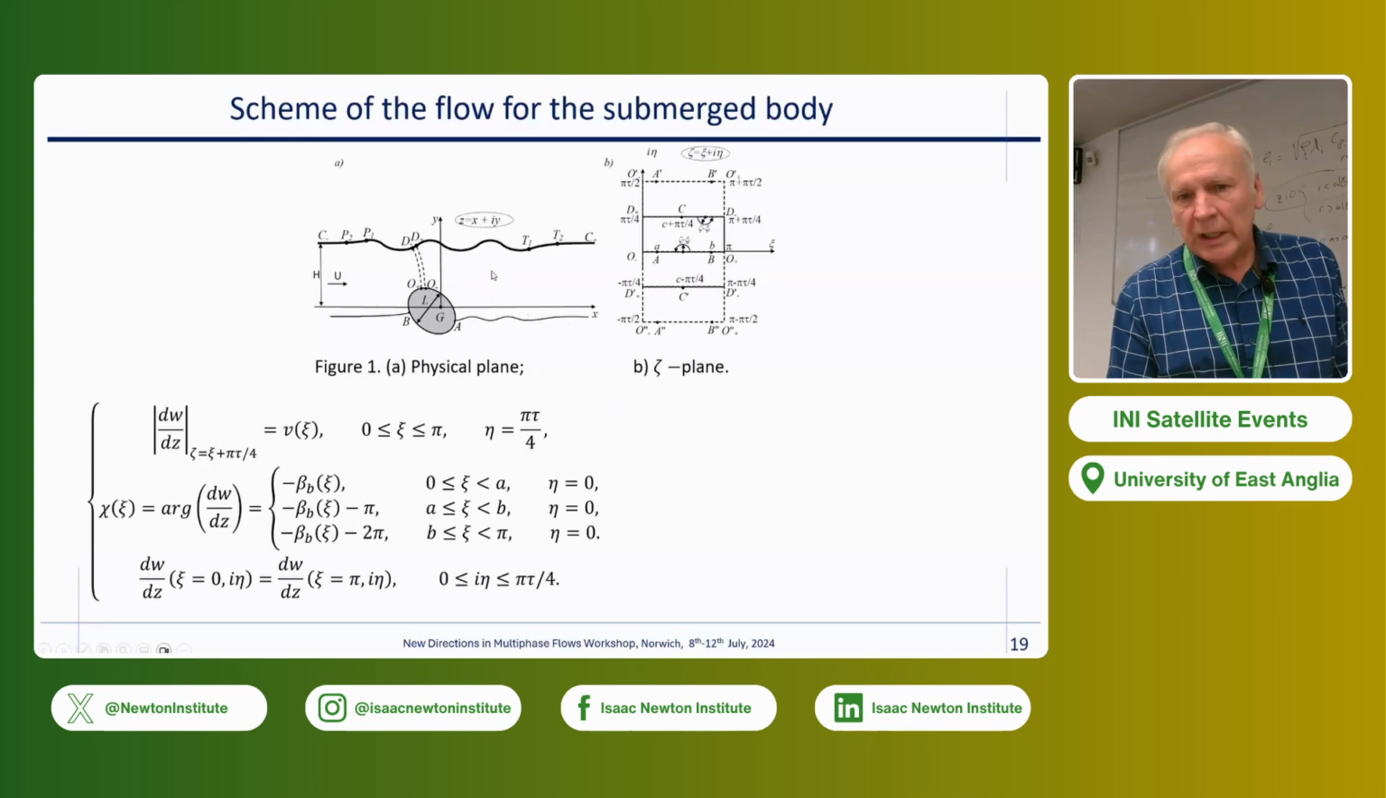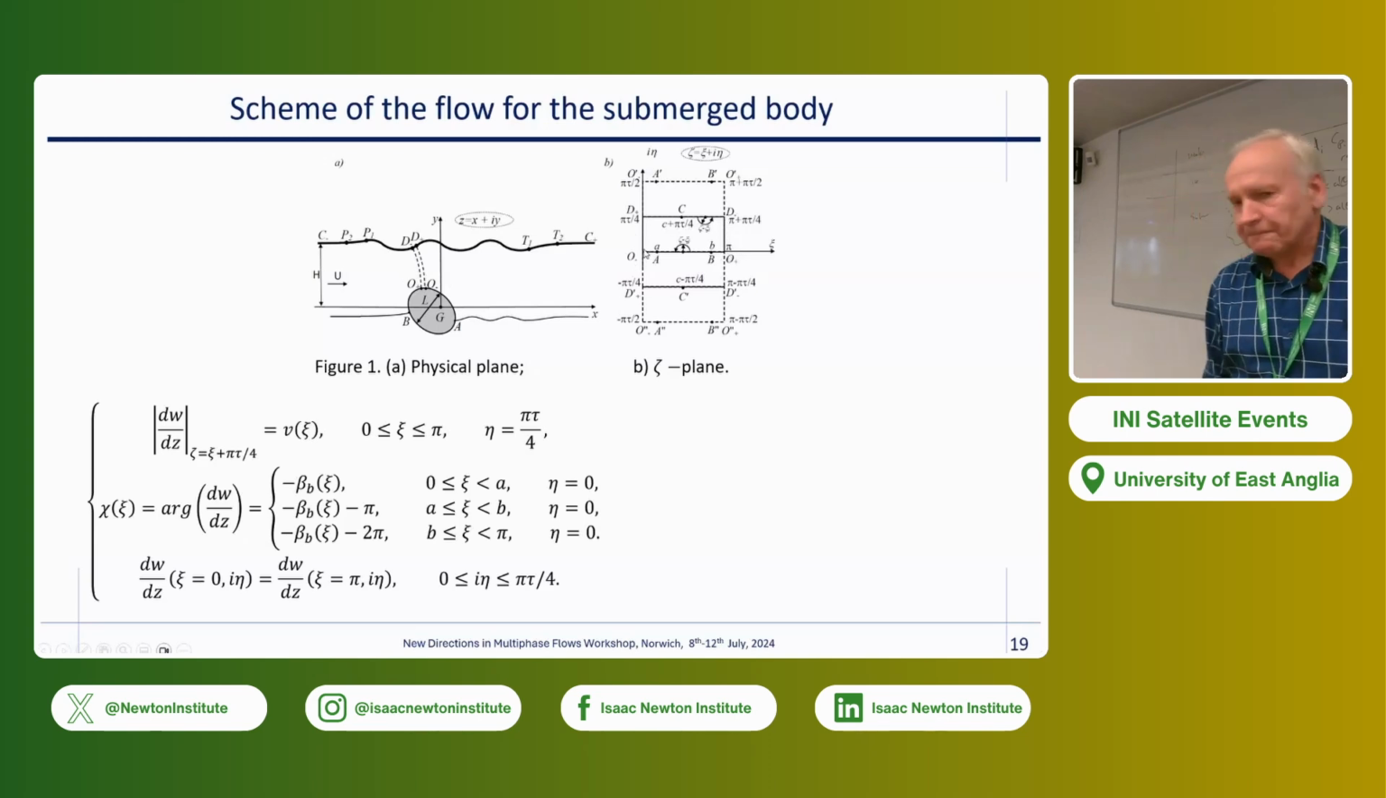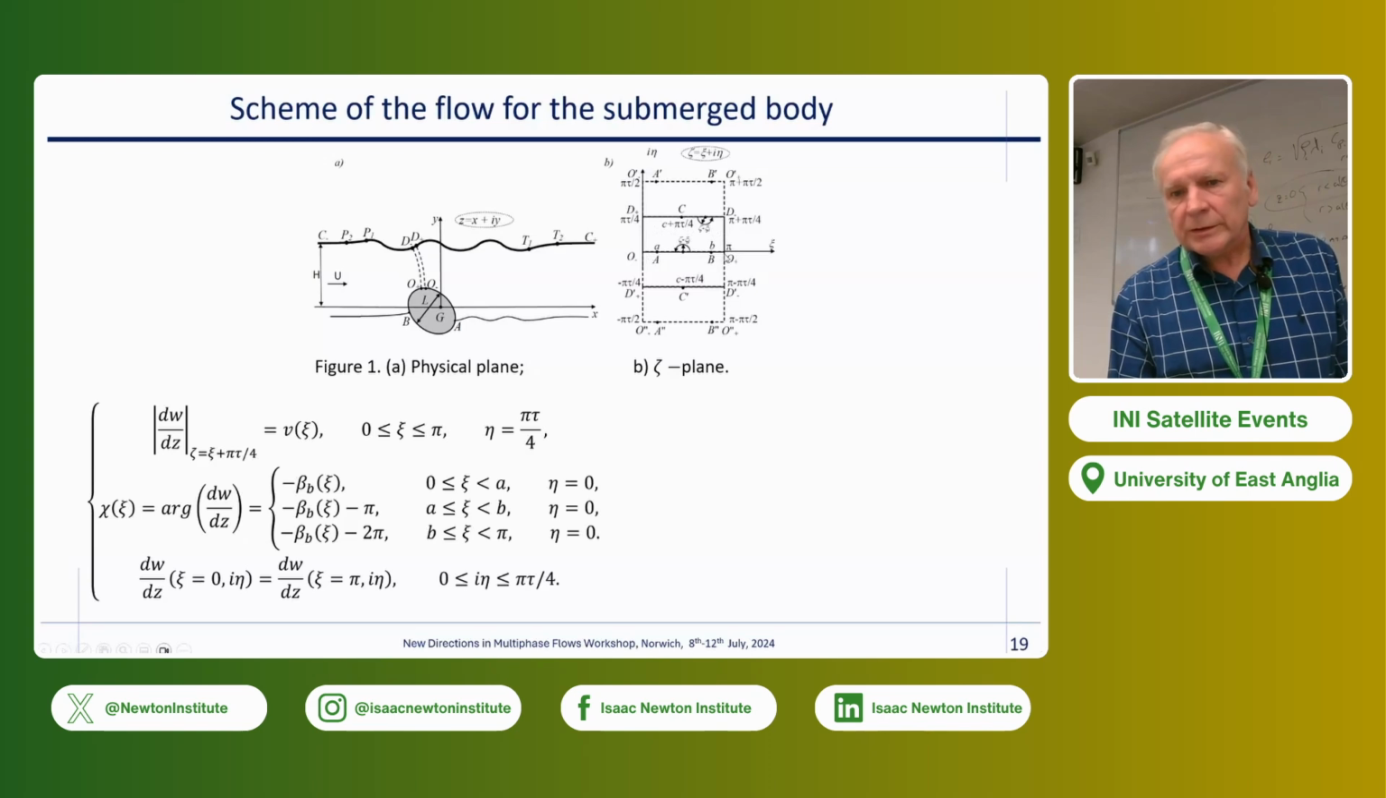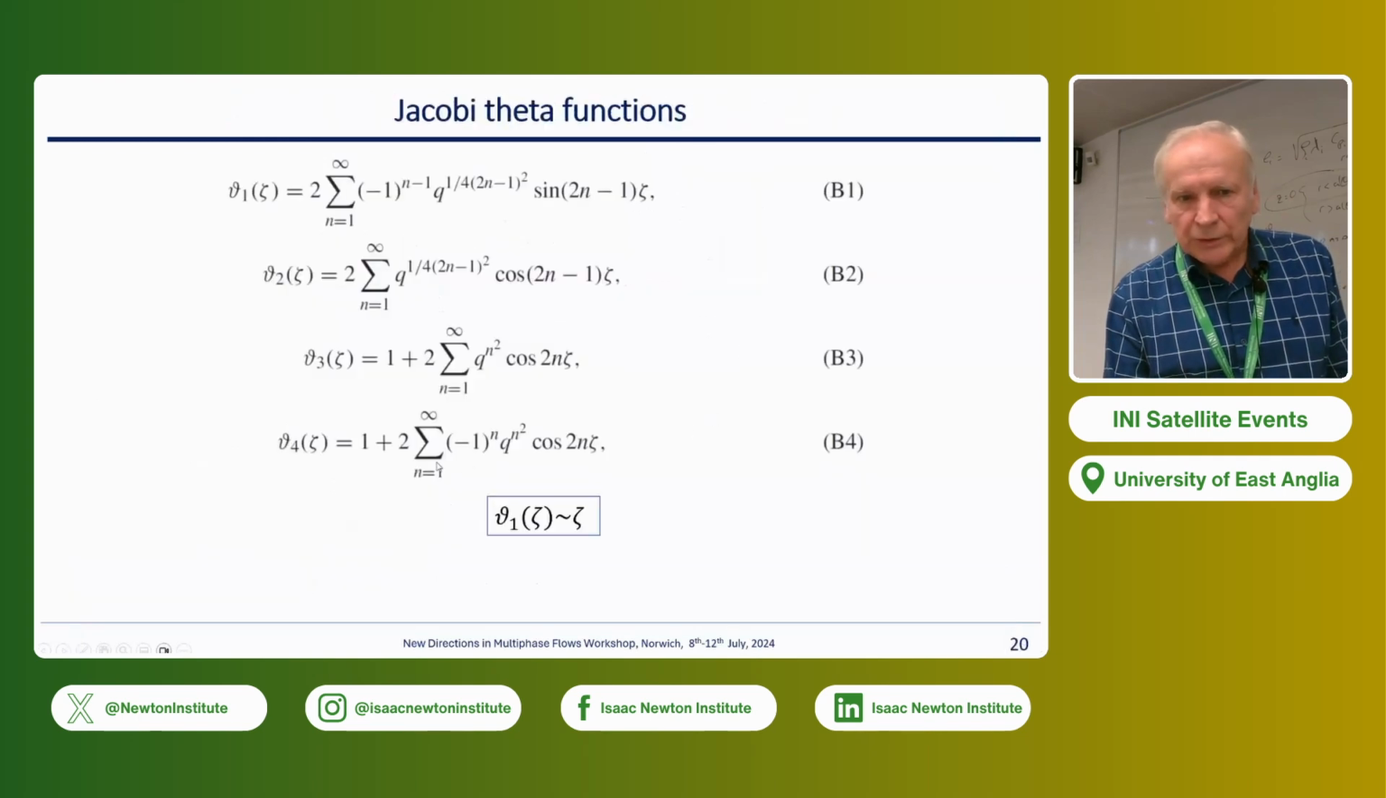quasi-double periodic functions. We use the property that the values of velocity are the same on both sides of the cut, which correspond to the vertical sides of the rectangle. The lower side of the rectangle corresponds to the body, and the upper side corresponds to the interface. The periodicity is pi and pi tau. So this is the definition of the Jacobi zeta function.